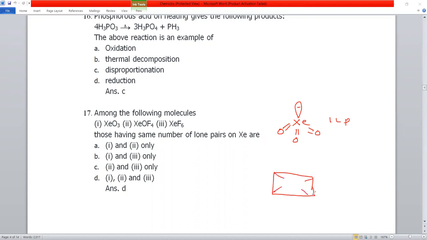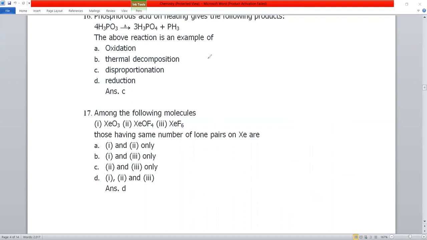Square pyramidal structure, one lone pair will be present. Xe will be here, and here should be the fluorine. Here also one lone pair will be there. And XeF6 also has one lone pair. It is a pentagonal monopyramidal structure. All have an equal number of lone pairs, students, one each. Option D is the correct one.